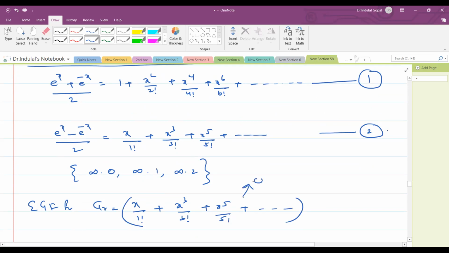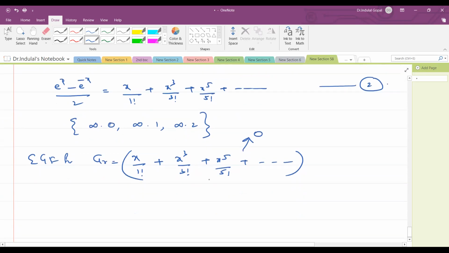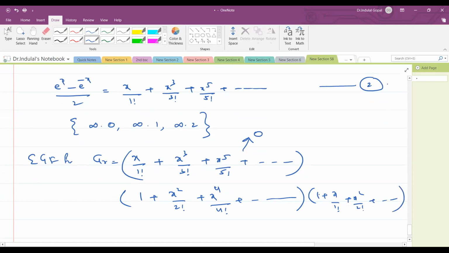So this corresponds to 0. For the ones, we need an even number of ones, so the corresponding exponential generating function is 1 plus x squared by 2 factorial plus x raised to 4 by 4 factorial plus etc. For the 2s, there is no restriction, so the generating function is 1 plus x by 1 factorial plus x squared by 2 factorial plus etc.